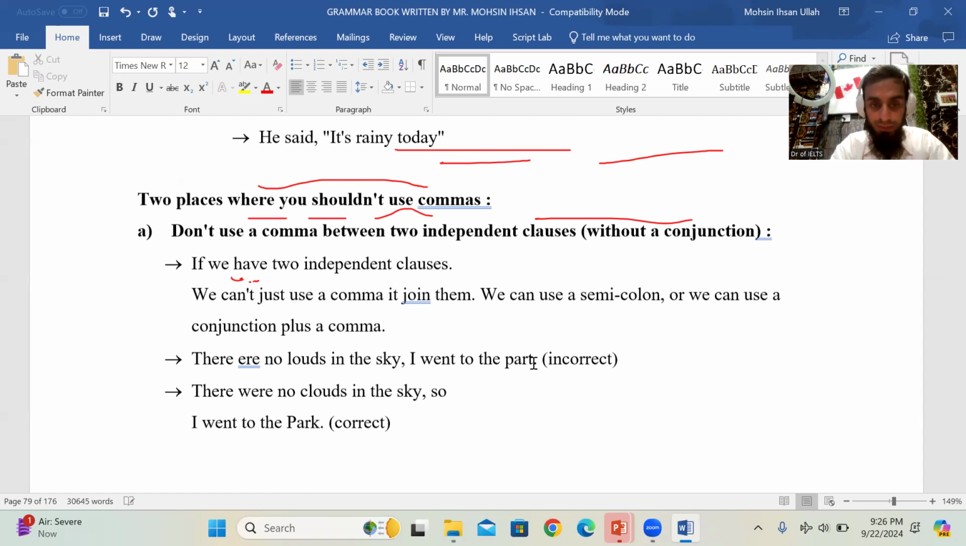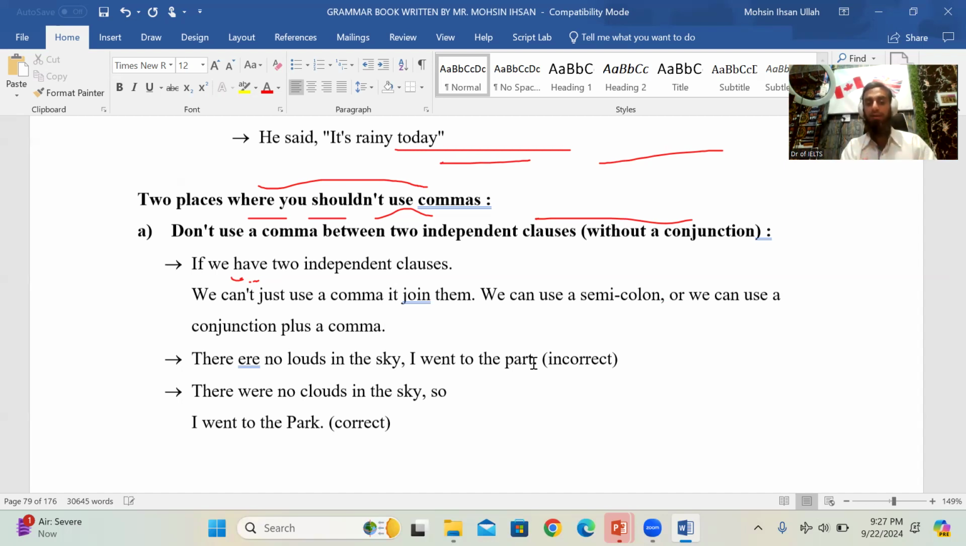There is no clouds. There is a little bit of a typing mistake in this part. There is no clouds in the sky. I went to the park. Right now, both the sentences, there is no clouds in the sky, and I went to the park, for both of them, those are independent parts.